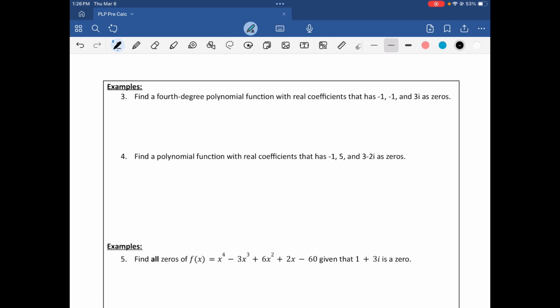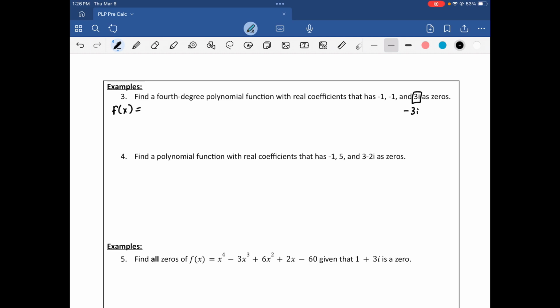Example 3, we are going to find a fourth degree polynomial function that has real coefficients, with negative 1 and 3i as zeros, using our conjugate pairs. If we know that 3i is a 0, that also means we have negative 3i as a 0. So I'm going to write this out.